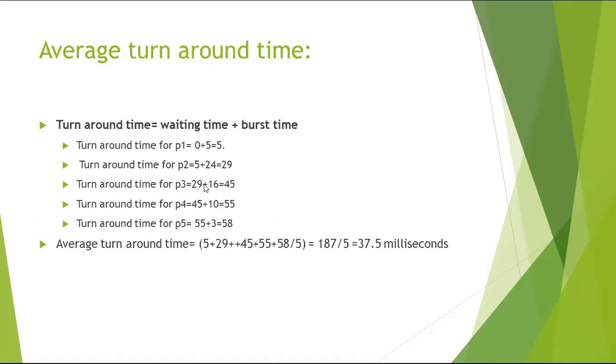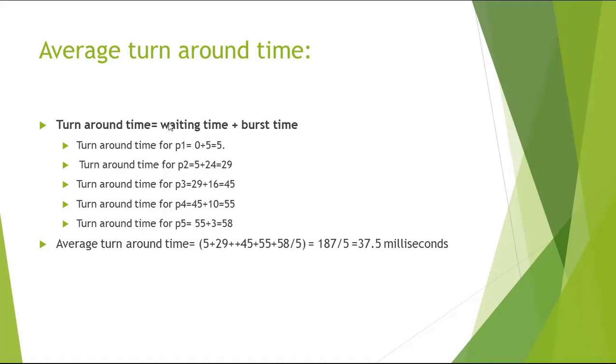Then we will calculate the turnaround time. Now what is the turnaround time? Turnaround time is the waiting time plus the burst time. Already we have calculated the waiting time. Now what is the burst time? Burst time is given to you. That is the time required for the process for the execution. So what is the turnaround time for P1? That is 0 plus 5, that is 5. P2 is 5 plus 24, 29. P3 is 29 plus 16, that is 45. P4 is 45 plus 10, that is 55. P5 is 55 plus 3, that is 58.